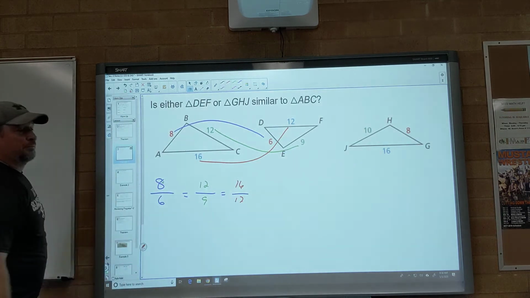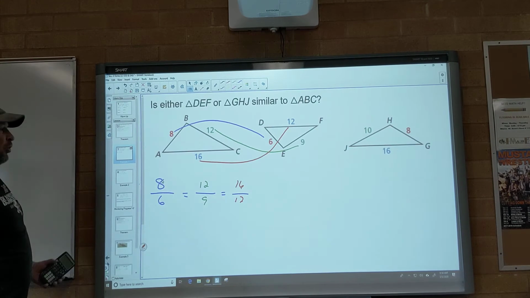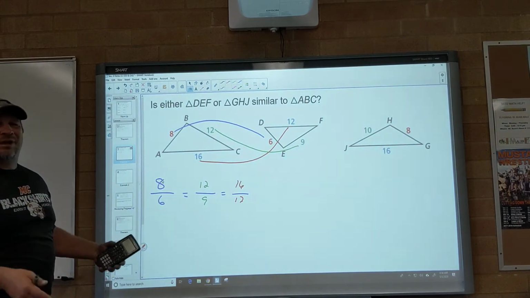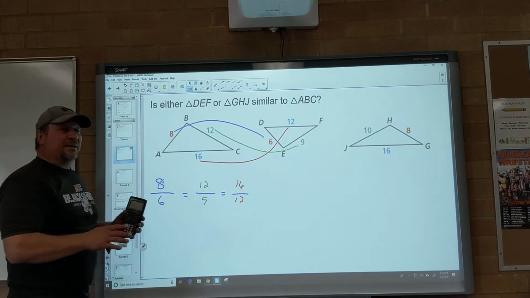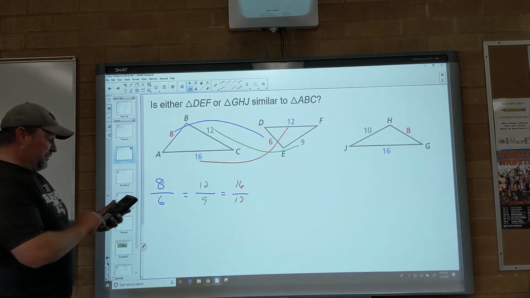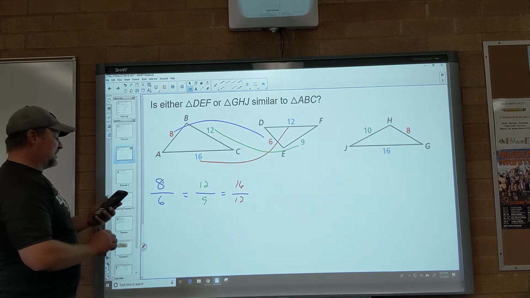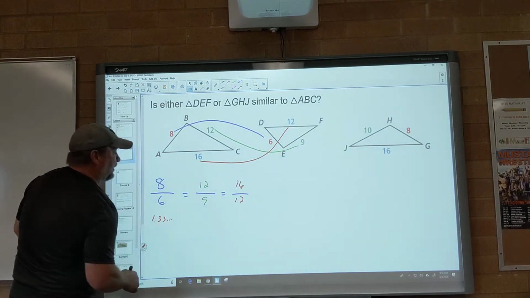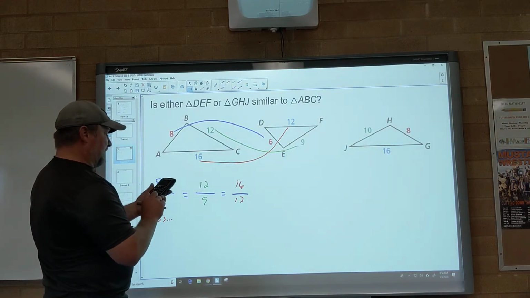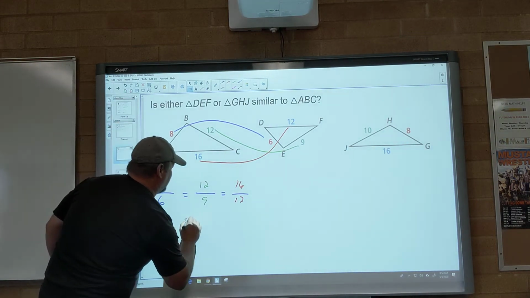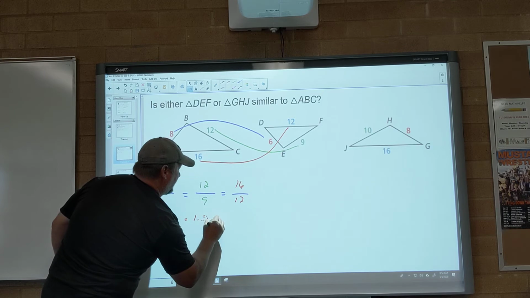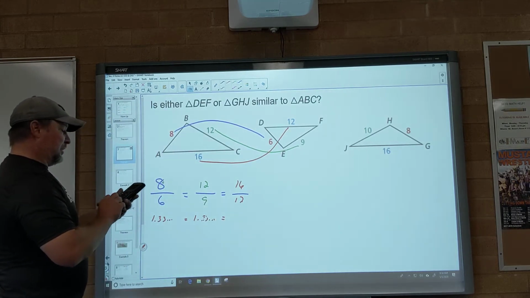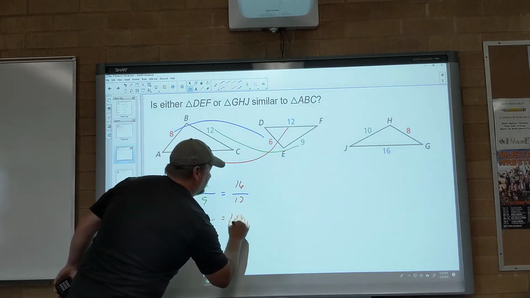Now let's just reduce them and see what we have. Or we could start cross multiplying and see if that really works, but we'd have to do more work that way. But either way does work. The fastest way would be to just reduce them. So 8 divided by 6 is 1.3 repeating. 12 divided by 9, 1.3 repeating. And 16 divided by 12, 1.3 repeating.